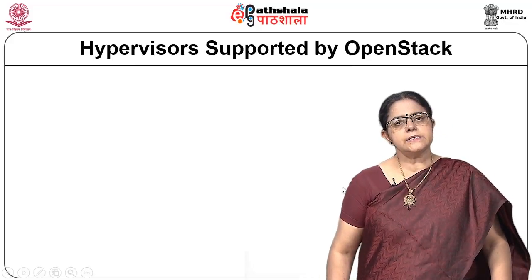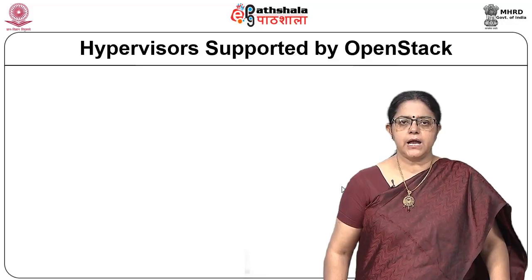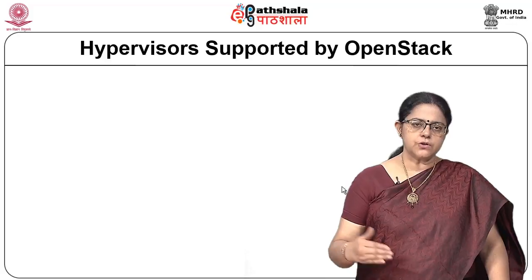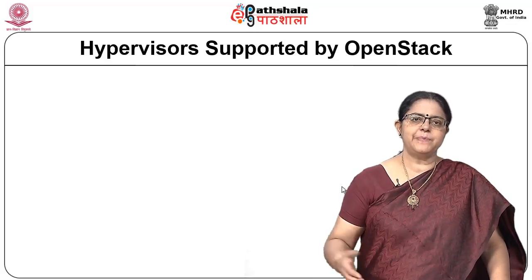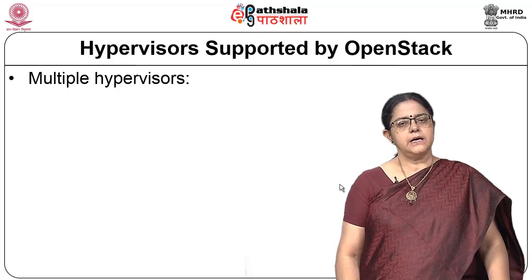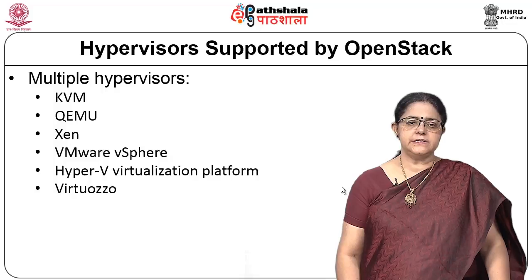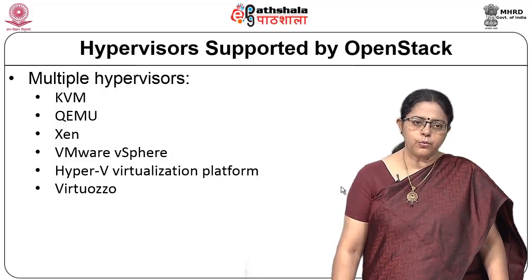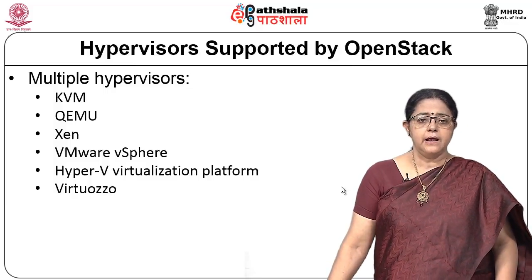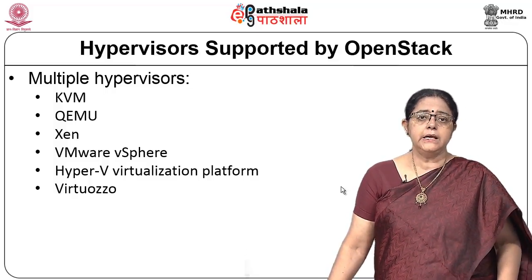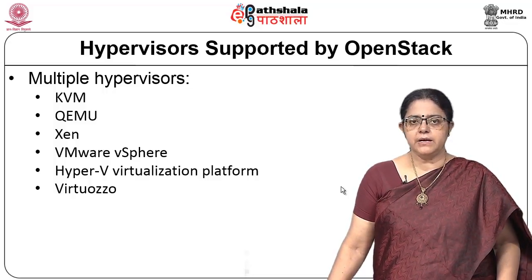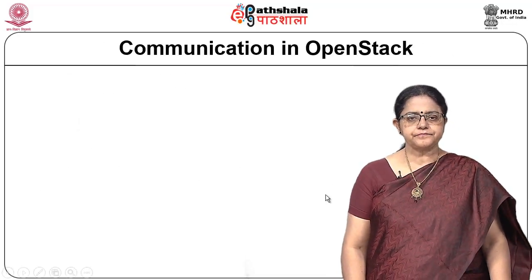So, OpenStack is not a hypervisor on its own. It does not have a hypervisor, it does not come bundled with a hypervisor. So, we need to install a hypervisor separately. Therefore, OpenStack needs to support certain hypervisors, and it supports multiple hypervisors. It supports KVM, it supports QEMU, it supports Xen paravirtualization, it supports vSphere from VMware, and so on. It supports so many different hypervisors, any one based on our requirement we can choose.